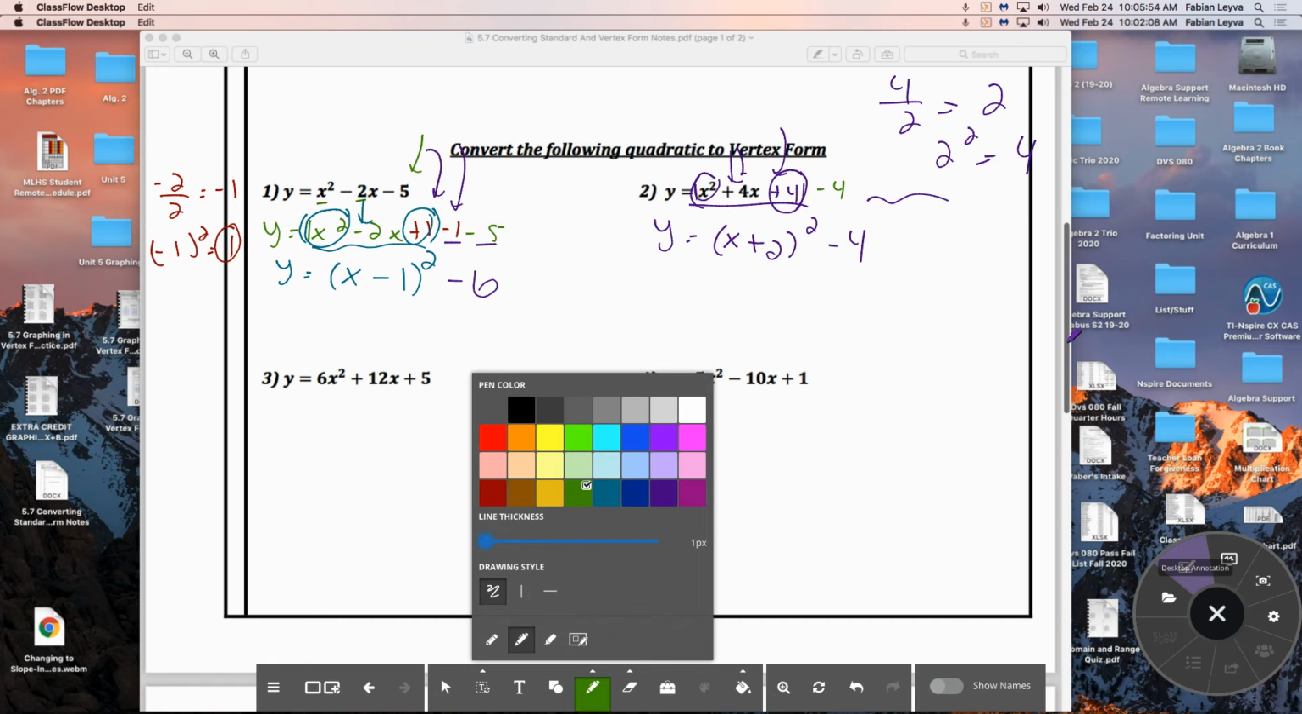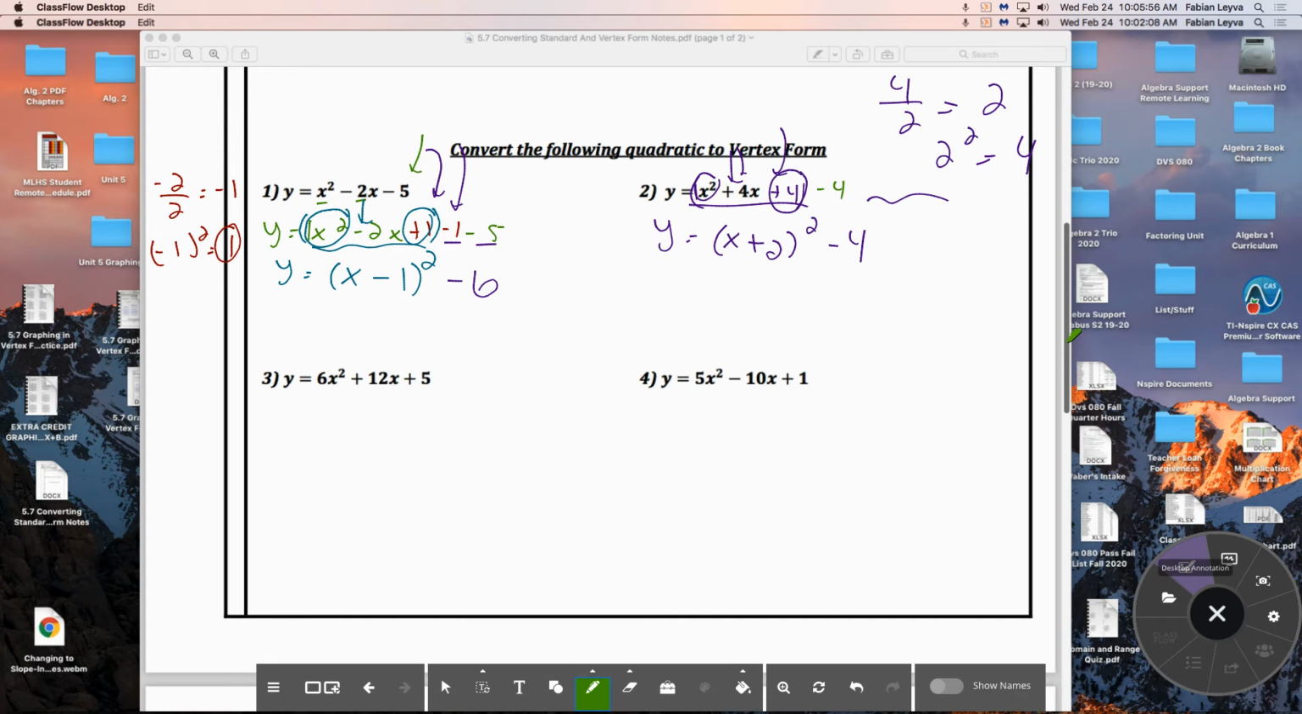All right, so additional examples, that way you can see something different. Notice number 3 is a little more challenging, because you don't have a perfect square trinomial, so you need to complete the square in order to make this a perfect square trinomial to get it to vertex form.